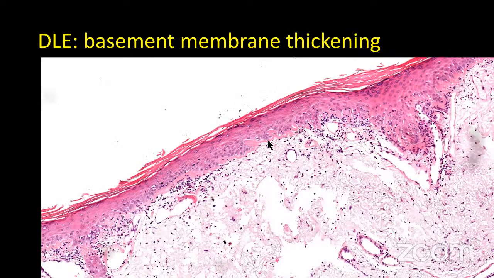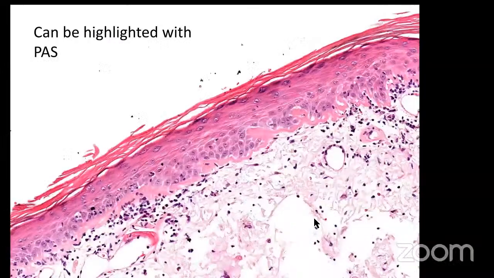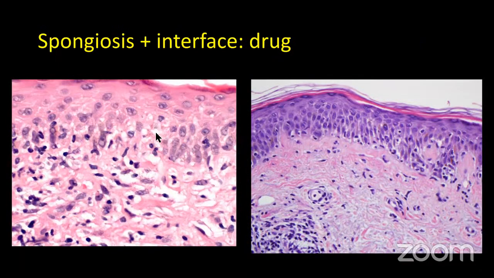And this, it's hard to find a good example of it, but this is really quite a good example of this basement membrane thickening. And then red blood cells is also a feature I see in lupus a lot. Spongiotic changes, so you could have an interface reaction that also has spongiosis, and to have the combination of different histopathologic conditions, spongiosis plus interface.